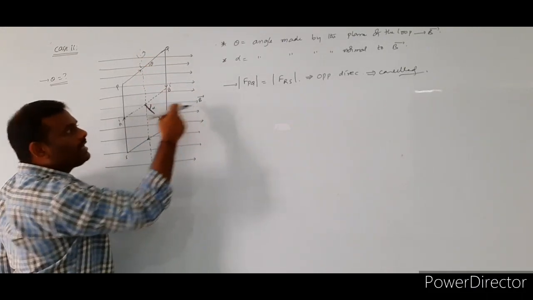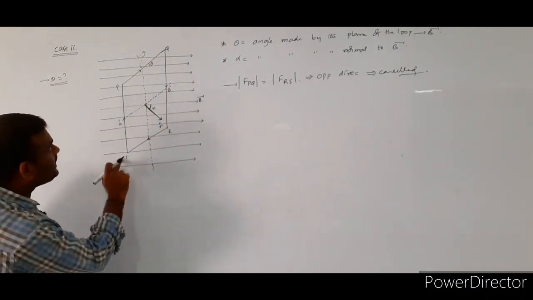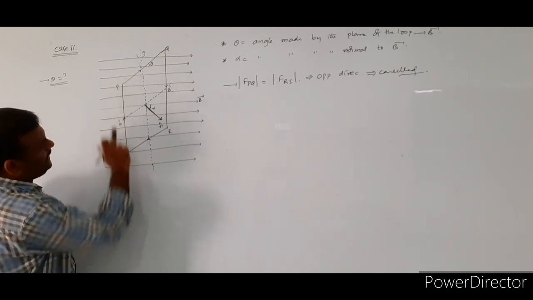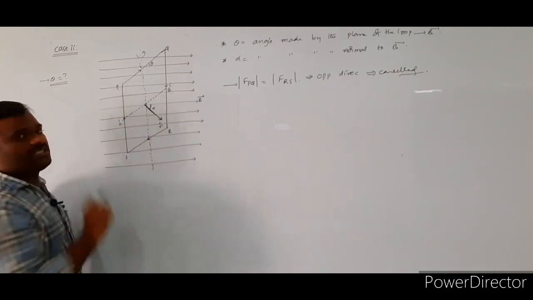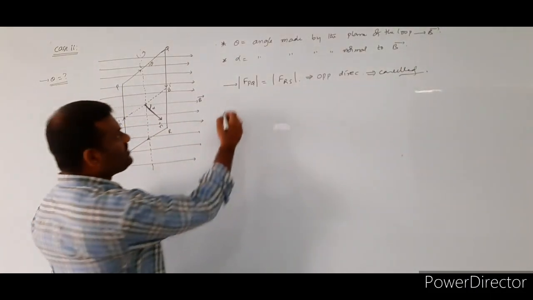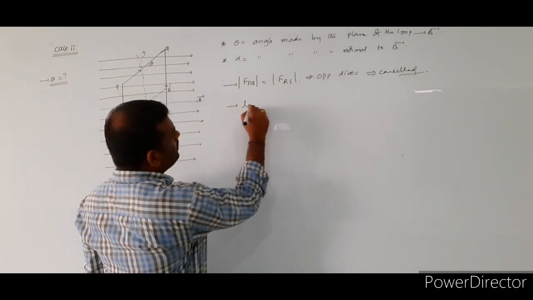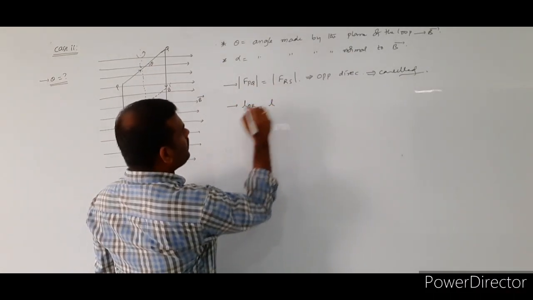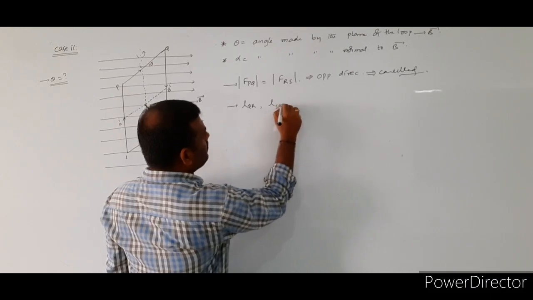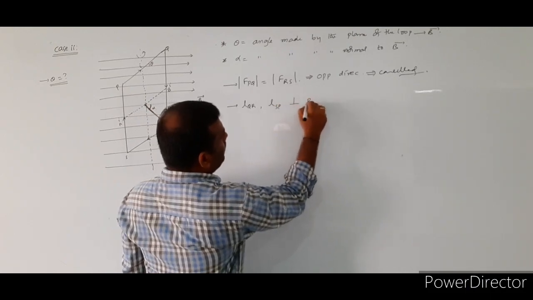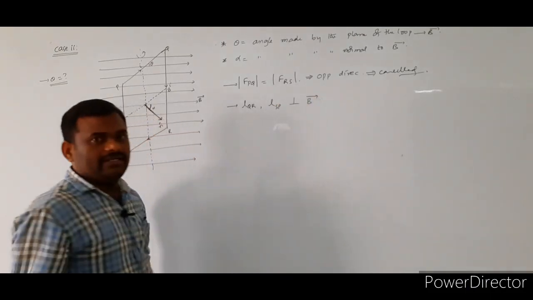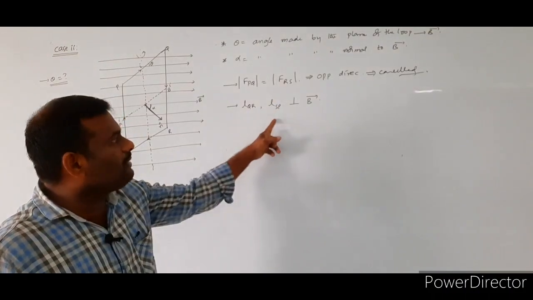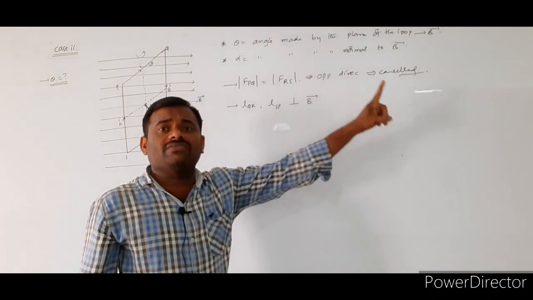QR is perpendicular to the magnetic field, and SP is also perpendicular to the direction of the magnetic field. That means the length QR and the length SP will be perpendicular to the direction of the magnetic field.